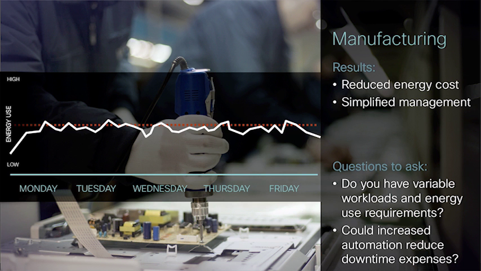When encountering a manufacturing opportunity, you should ask, do you have variable workloads and energy use requirements? Could increased automation reduce downtime expenses? IOX provides cost savings for a single plant, but what can it do for an entire city?